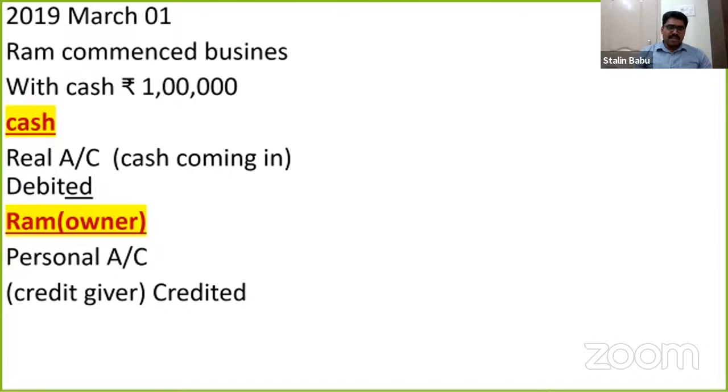So we identify 2 accounts. One is cash account, and the other is Ram account. Who is he? Owner. So whenever the owner provides cash to the business, instead of writing his account, we write his capital account. Then what is the entry? Cash account debit to Ram's capital account. So let us enter this journal in the format.